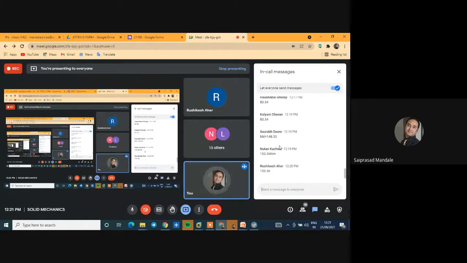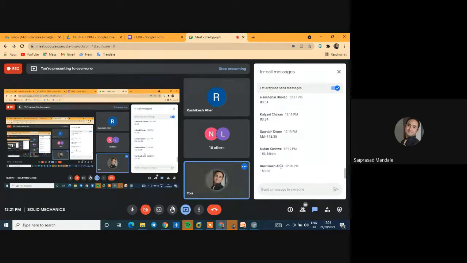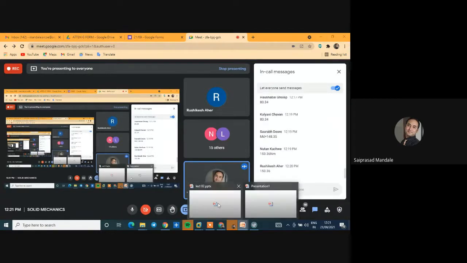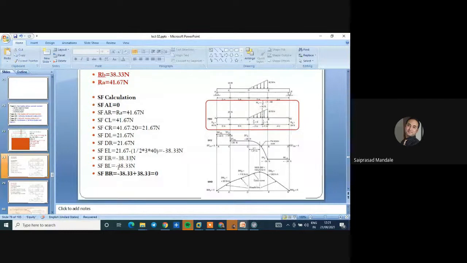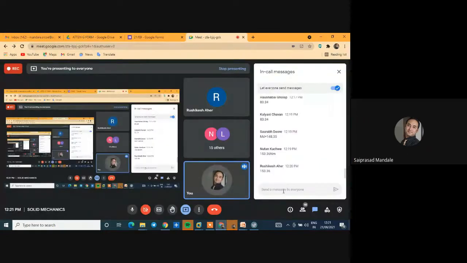153.36. Okay, very good. Everybody is very actively doing the calculation, so I am feeling very good. Okay, very good. 83.3, 153. Everybody is very active now. 153.30. Okay, very good. Everybody is doing the calculation very well. So please, if anybody has any doubt or query, please ask me. And the target for you is to draw the shear force and bending moment diagram.